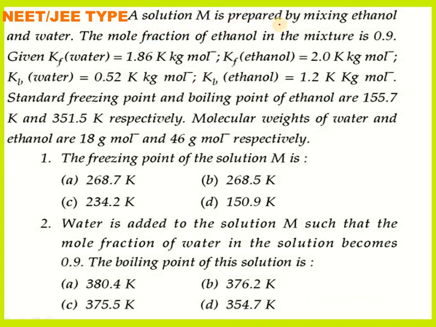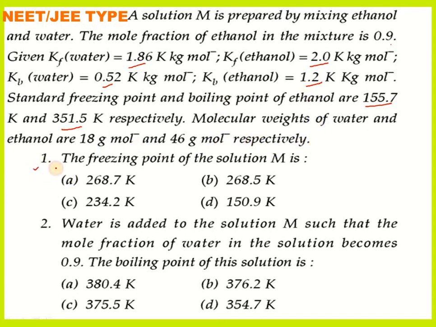Next question: a solution M is prepared by mixing ethanol and water. The mole fraction of ethanol in the mixture is 0.9. Given Kf for water is 1.86, Kf for ethanol is 2.0, Kb for water is 0.52, and Kb for ethanol is 1.2 Kelvin kilogram per mole. The standard freezing point and boiling point of ethanol are also given as 155.7 and 351.5. The molecular weights of water and ethanol are 18 grams and 46 grams per mole respectively.